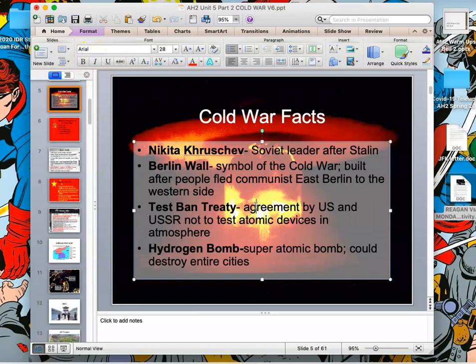Nuclear Test Ban Treaty. This is an agreement by the U.S. and Russia not to test atomic devices. You can forget about that. There was plenty of testing of atomic devices, mainly in New Mexico for the United States. The hydrogen bomb is a superatomic bomb. It can destroy entire cities. It is like 10 times more powerful than what was used in Hiroshima and Nagasaki.